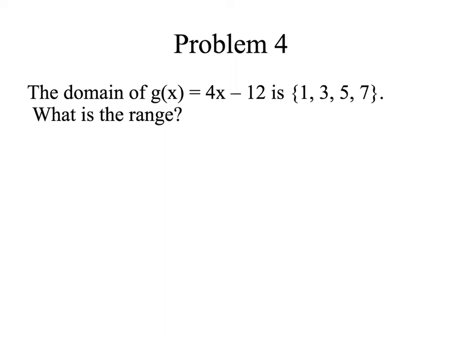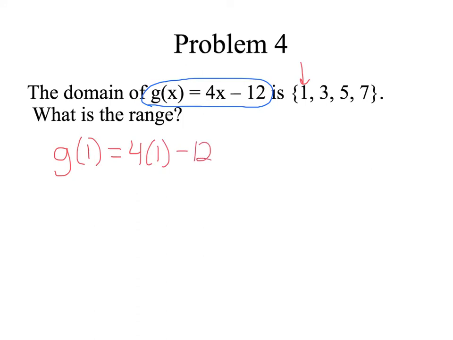Okay, so here's another equation written in function notation. It says the domain of this function, g of x equals 4x minus 12, is 1, 3, 5, 7. That's the domain. You need to find the range. So we need to find g of 1. We're going to plug in our first domain value, which is 4 times 1 minus 12. 4 times 1 is 4, and 4 minus 12 is negative 8.